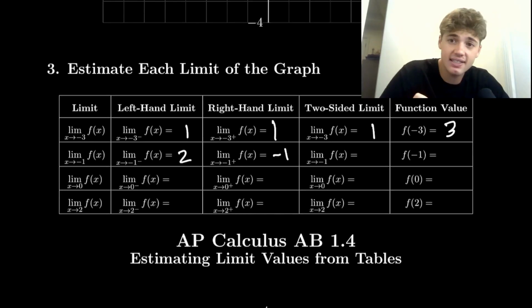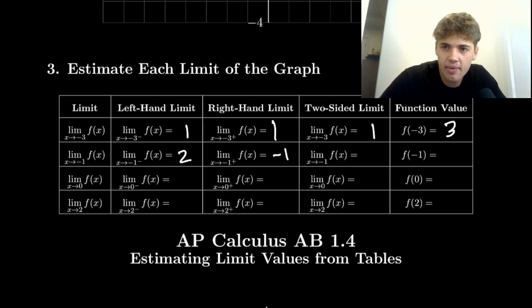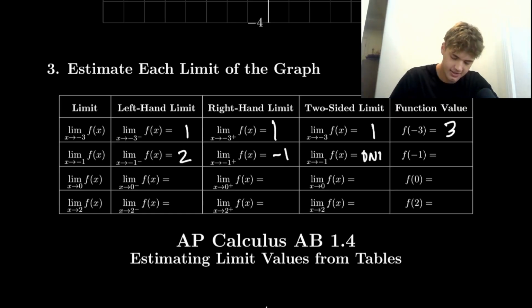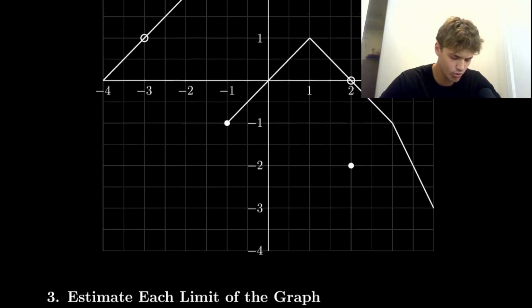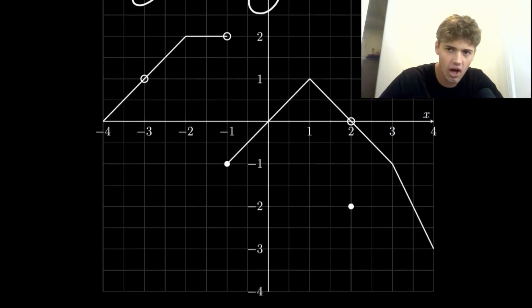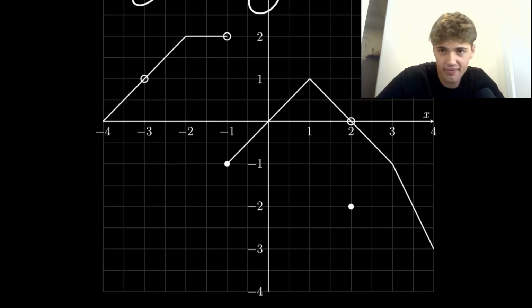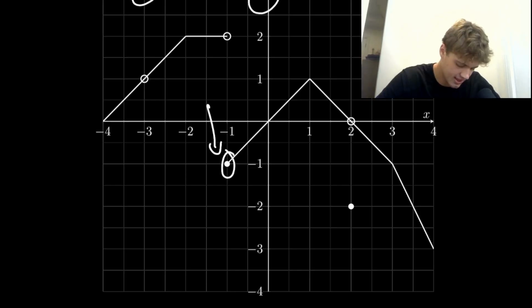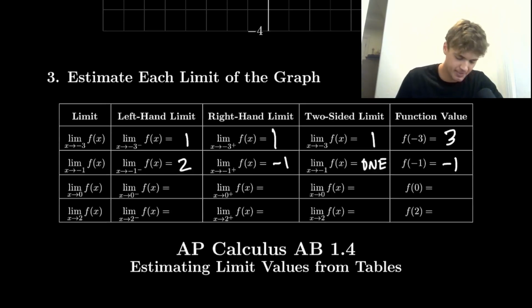That means it does not exist because the left and right-handed limits need to be equal if we're going to have a two-sided limit. This is where we write D, N, E. Does not exist. Now let's take a look where the function value is. f of -1. It's where the bolded dot is at -1. This is open, meaning this is not where f of -1 is. This is closed. This is f of -1, and that happens to be at -1. So our function value ends up being the same thing as our right-handed limit.